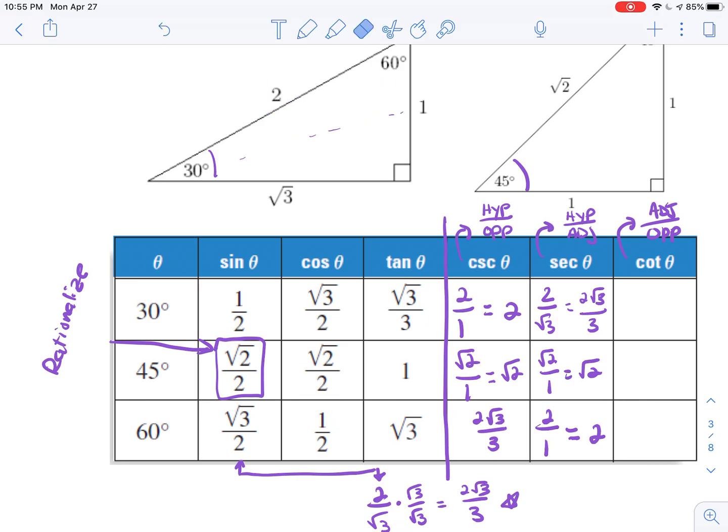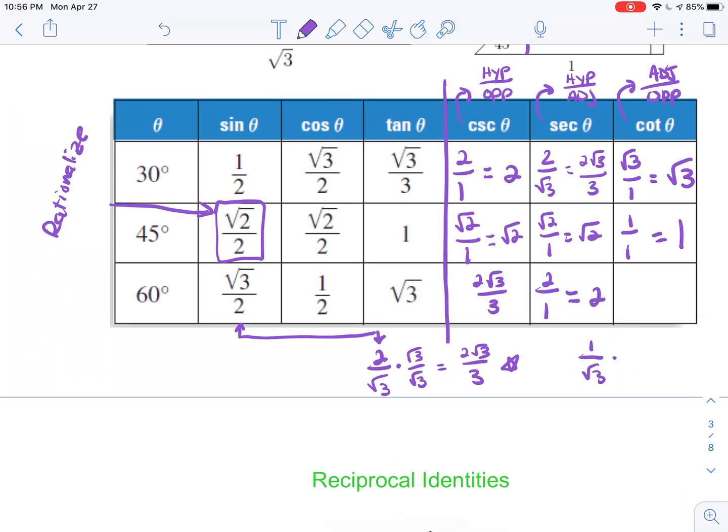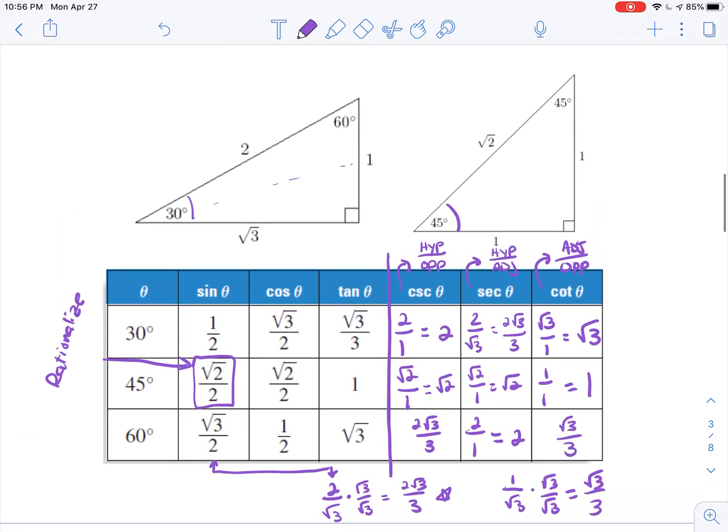Cotangent, adjacent over opposite. So for 30 degrees, my adjacent is a radical 3. My opposite is 1, giving us just radical 3 as our answer. For 45, adjacent is 1, opposite is 1. We get a final answer of 1. And for 60, adjacent is 1, over opposite is radical 3. We must rationalize that, so I'm going to bring this down here. Radical 3 over radical 3. We get radical 3 over 3 as our final answer.